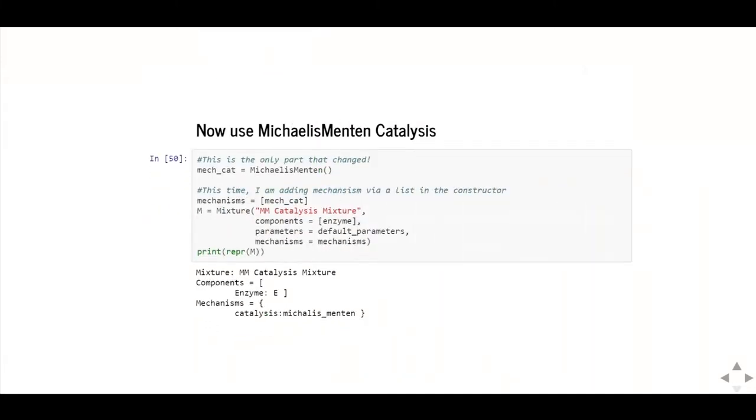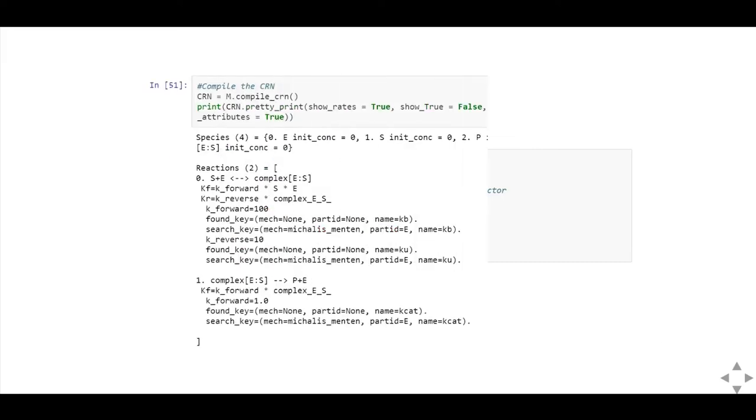Now I can do the same thing with Michaelis-Menten catalysis. And here the only difference is my catalysis mechanism is now Michaelis-Menten instead of simple catalysis. I do exactly the same thing. I make a mixture. You notice that my mechanism type catalysis is now different. And I compile it and I print out the reactions. And you'll see that I now have two reactions. One is a reversible binding reaction. The second is the catalysis reaction.